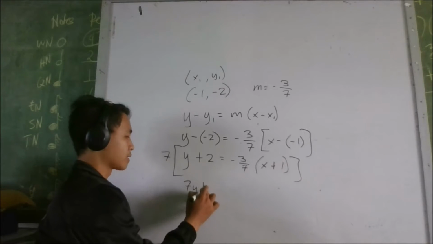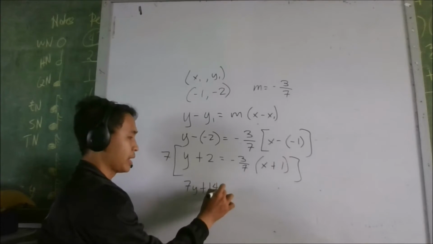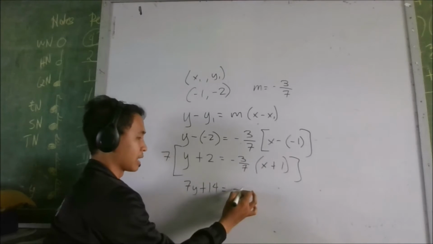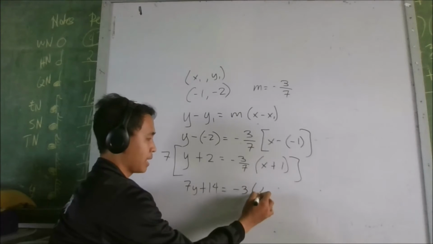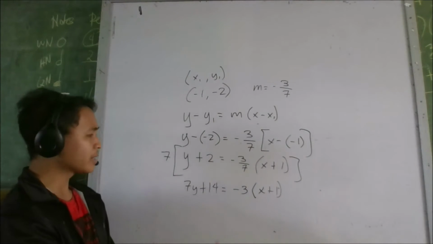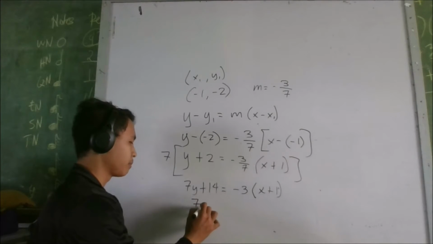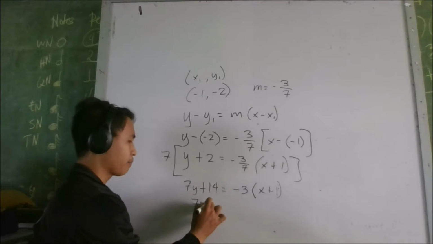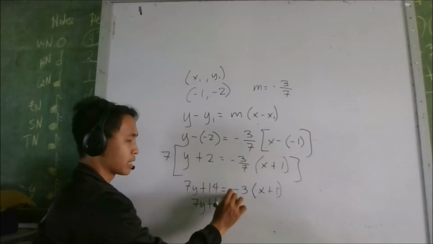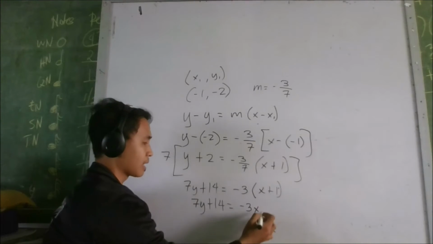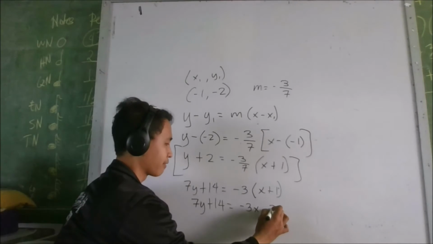7 times 2 is positive 14. Okay? 7 divided by 7 is cancelled out. What remains is negative 3 multiplied by x plus 1. Okay? And then in this case, just distribute: 7y plus 14 equals negative 3 times x is negative 3x. Negative 3 times positive 1 is negative 3.